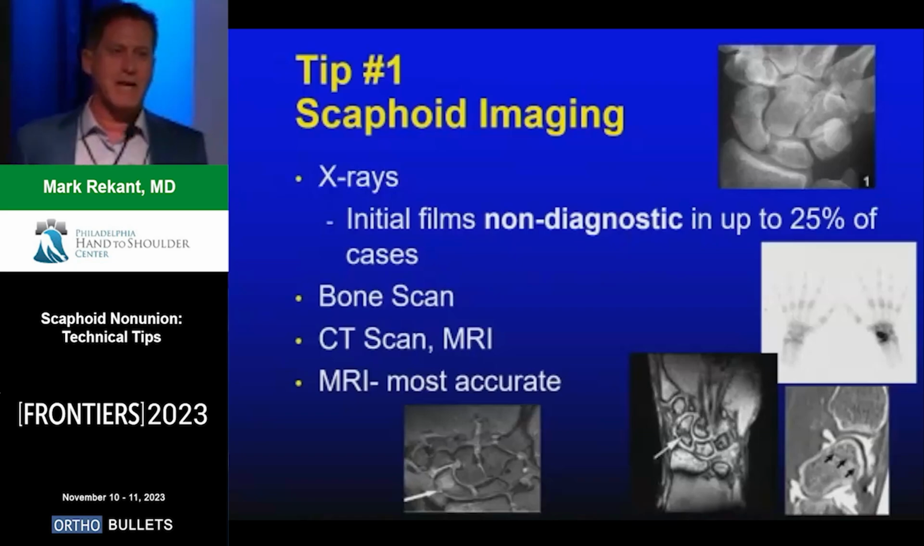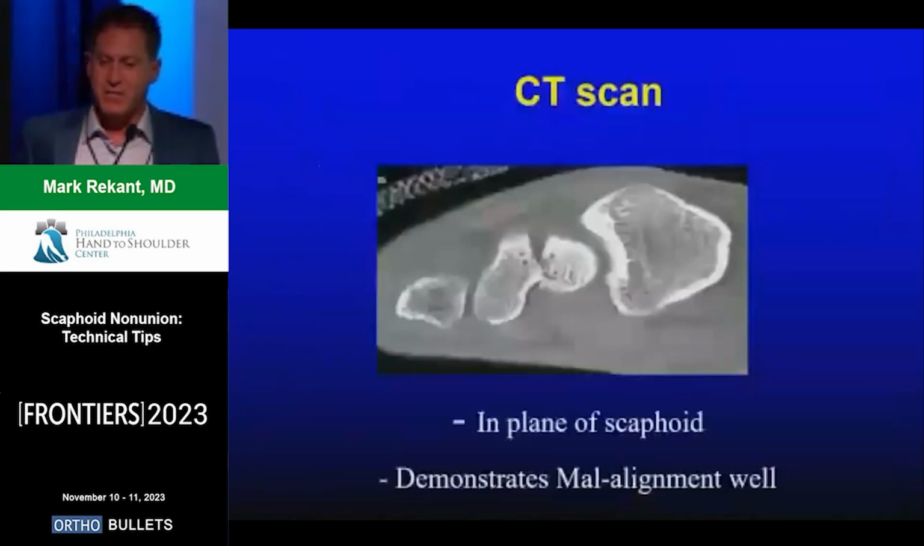Bone scans have fallen out of favor a little bit, for those that have ever had one. It involves an IV and dye and this and that. CT scan, a lot of radiation, and MRI now is very easy to get, very accurate, as you can see on these slides.